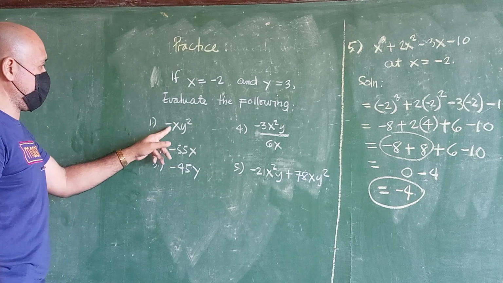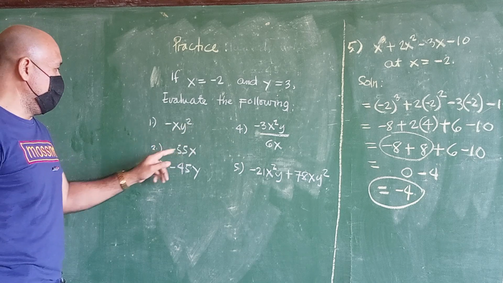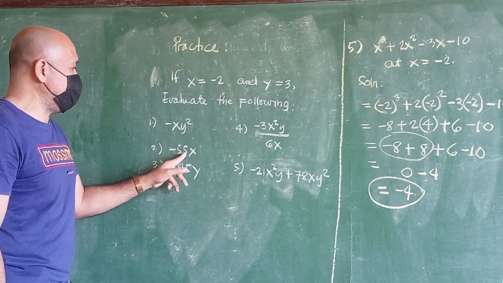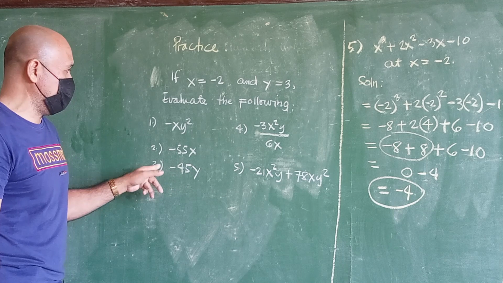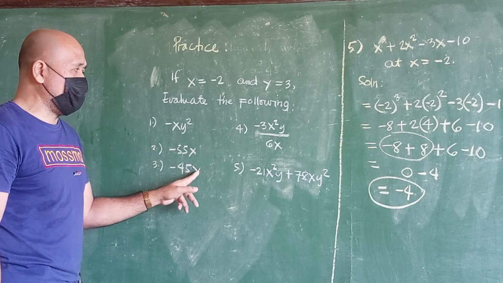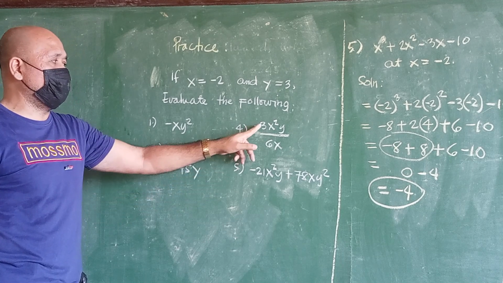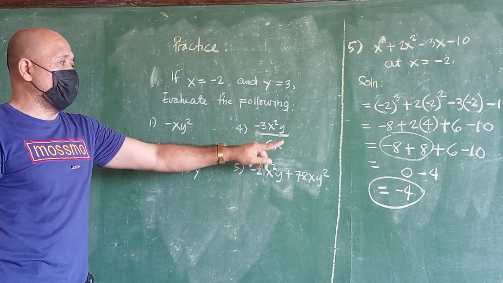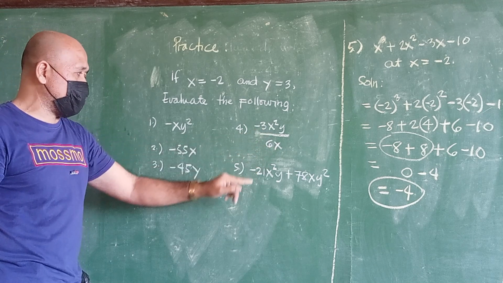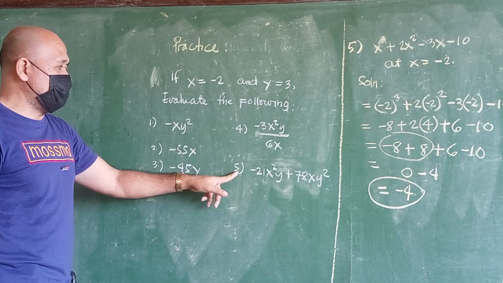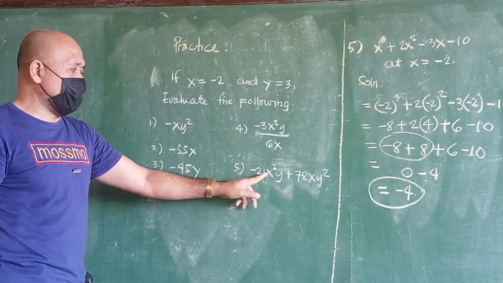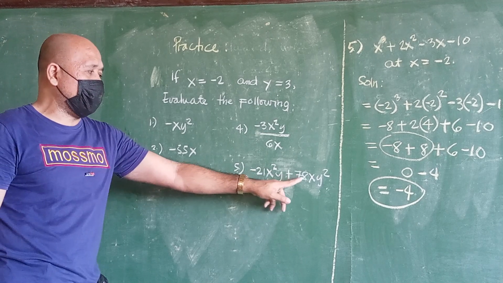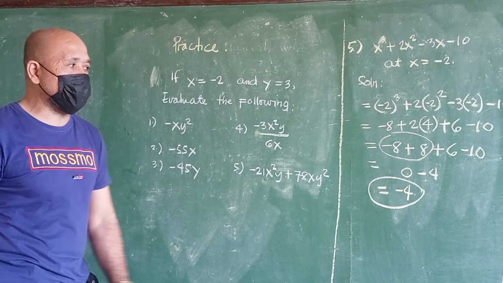Number 1, we have negative xy squared. Number 2, we only have negative 55x. And number 3, we have negative 45y. And for number 4, we have negative 3x squared y over 6x. And for number 5, we have negative 21x squared y plus 78xy squared.